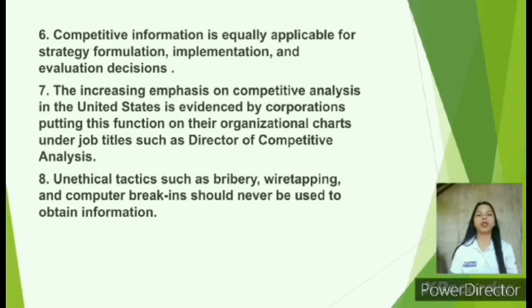So number 6 is competitive information is equally applicable for strategy formulation, implementation, and evaluation decisions. Number 7 is the increasing emphasis on competitive analysis in the United States is evidenced by corporations putting this function on their organization charts under job titles such as Director of Competitive Analysis. Number 8 is unethical tactics such as bribery, wiretapping, and computer break-ins should never be used to obtain information.